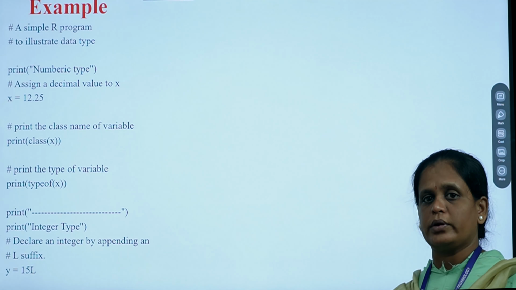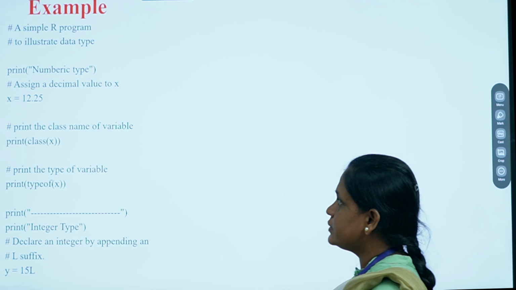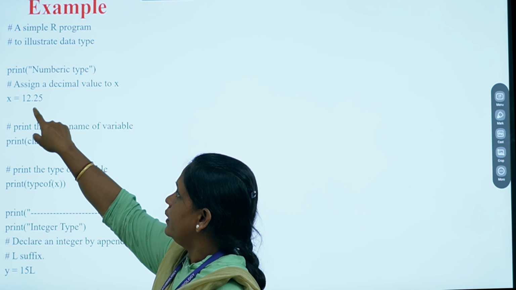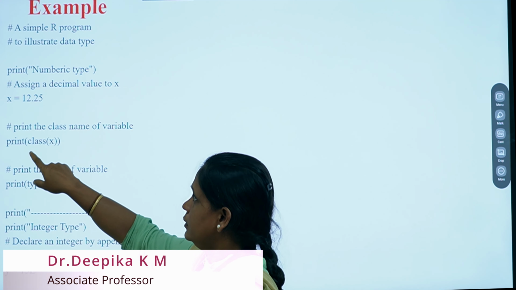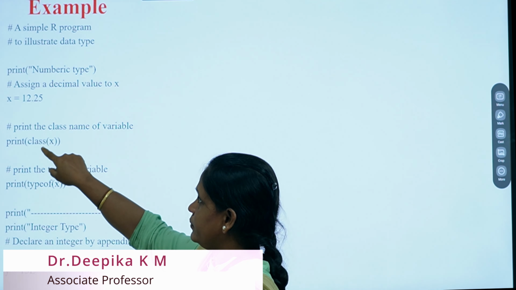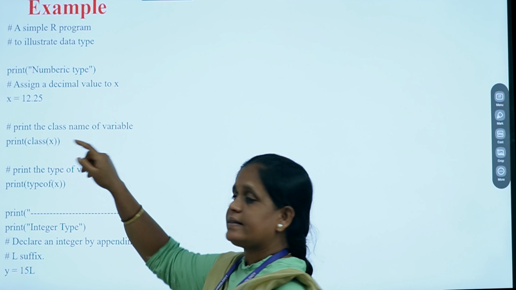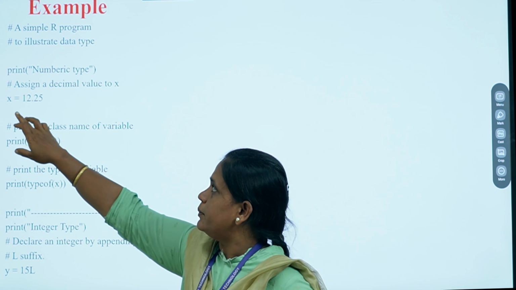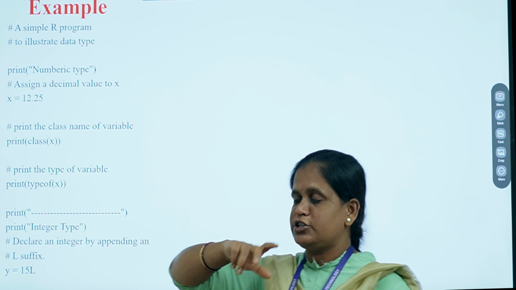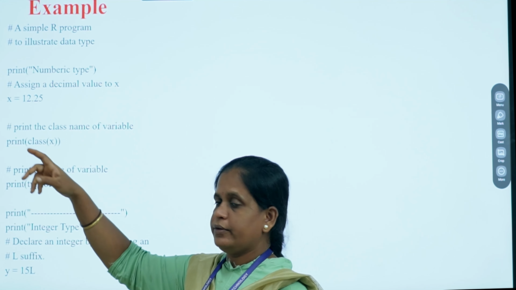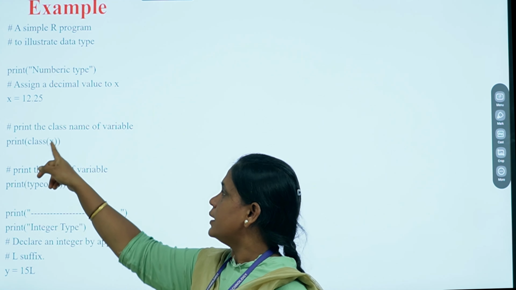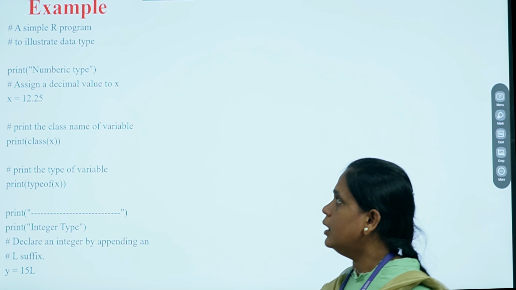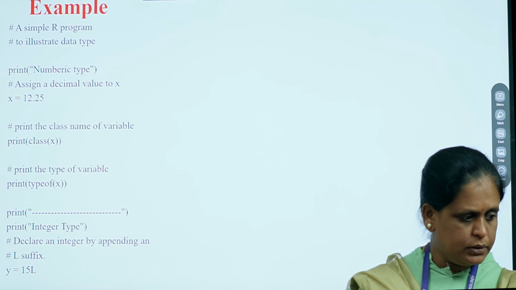If you want to find out what class type it belongs to, you can give print class of x. Because I assigned a value, x is equal to 12.25, it is a numeric type. When you check the class of x, it says it's a numeric variable. Because we are not specifying whether the value of x is an integer or float, if you want to find out, you can use class along with the name of the variable. It will just print the variable type of that particular object.